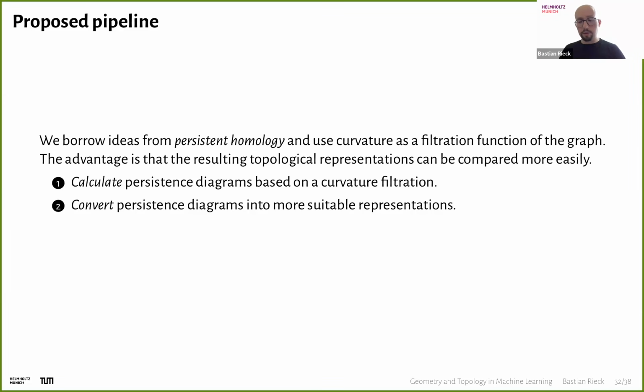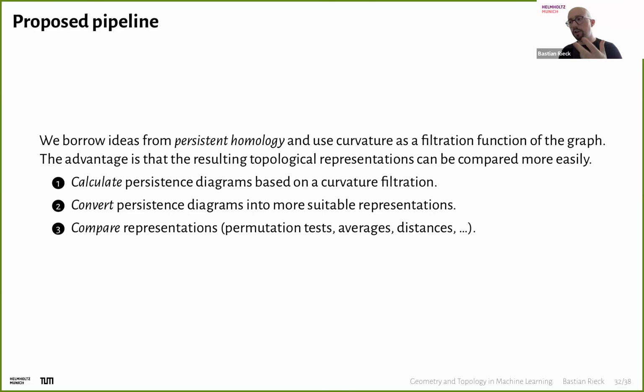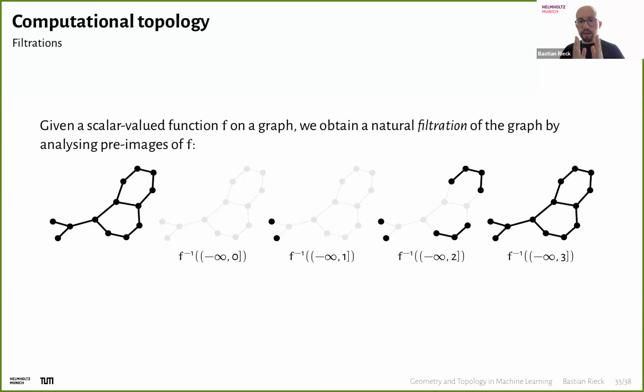We convert them into more suitable representations. The algorithmic details don't matter here, but we have them outlined, of course, in the preprint, and we also explain why these representations are more suitable. And then we can compare those representations using permutation tests, averages, or distances. And that gives us a very nice and foundational way to compare the overall distributions arising from the graphs without having to resort to some kind of other embeddings or other calculations in terms of something like a maximum mean discrepancy, for instance.